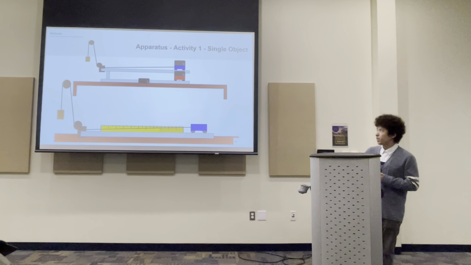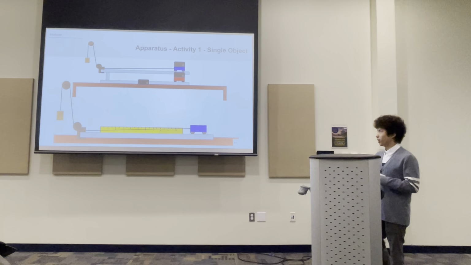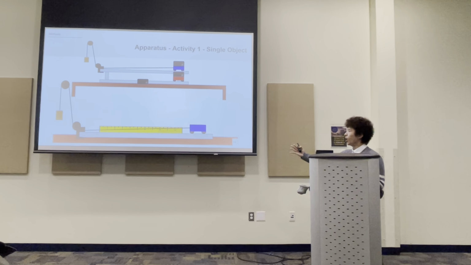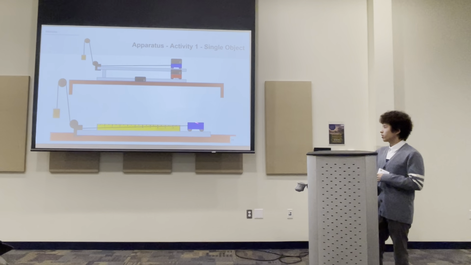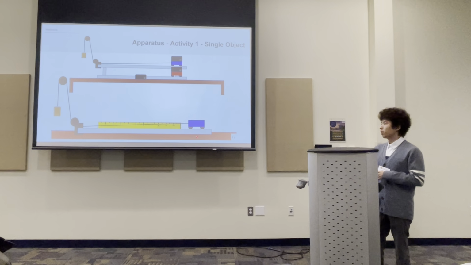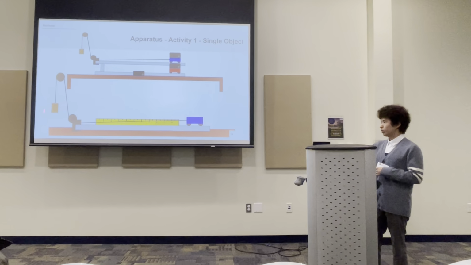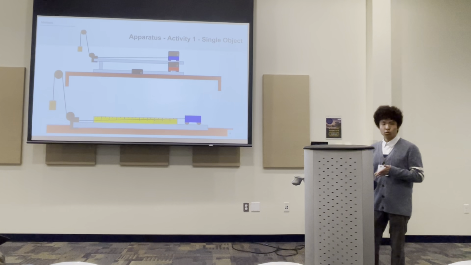This was the actual apparatus for the lab, and we had 2 activities for that lab. The first one was with a single object. Here we have 2 tables. The front table has a cart connected to a pulley. If you let it go, it's going to accelerate at a certain rate because of the weight. And we have a ruler here, which we're going to use as a calibration tool when we do data analysis.